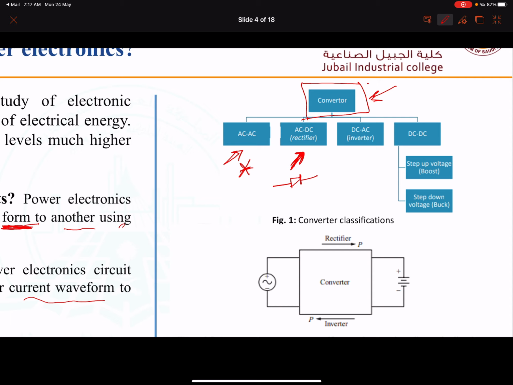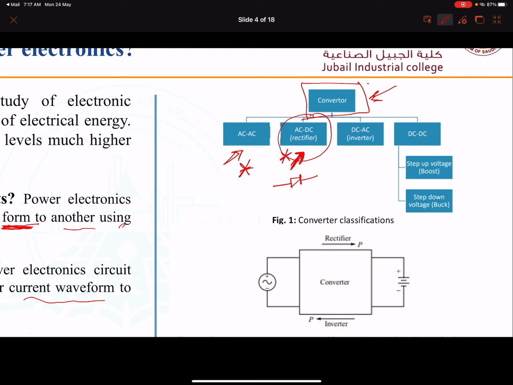And inshallah I'm going to explain everything about the AC to DC. This rectifier part of the converters is what we are focusing on for the whole semester. Inshallah we are covering maybe 7 topics for the rectifier. So the rectifier is very important to be understood.